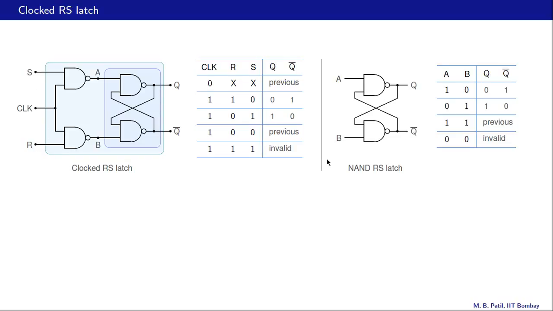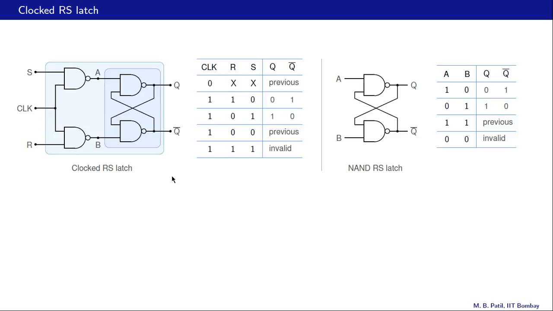Now in terms of these inputs, the operation of this latch is described over here. When A is 1, B is 0, Q is equal to 0. When A is 0, B is 1, Q is set to 1. When both are 1, then the latch holds its previous state. There is no change in Q or Q bar. And A equal to B equal to 0 is invalid, as we have seen earlier.